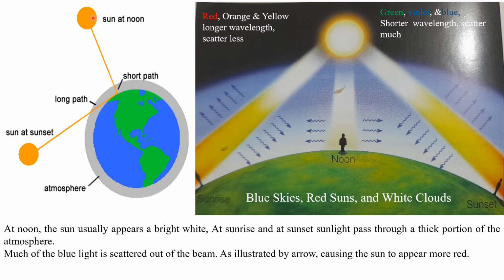And here, the sun at noon passes through a shorter path in the atmosphere, so the scattering is minimal for red and for blue. That's why we see all visible light as white. At sunset or sunrise, the light is penetrating through a longer path in the atmosphere. So the blue light has already been scattered, and only the red, yellow, and orange light can pass through to reach our eye. That's why we see the sunset and sunrise as red.